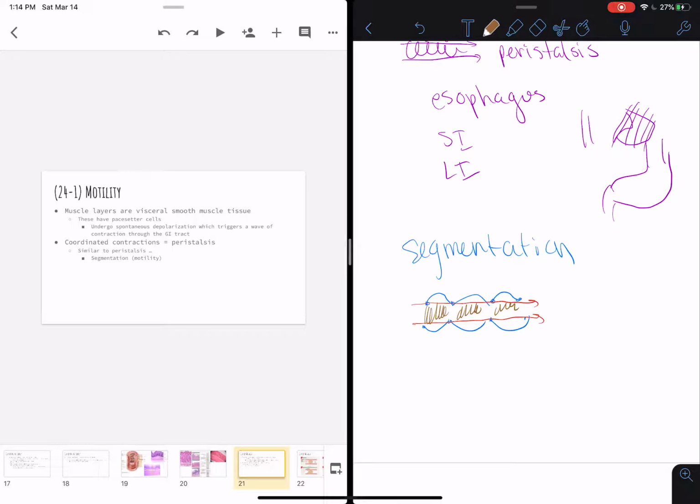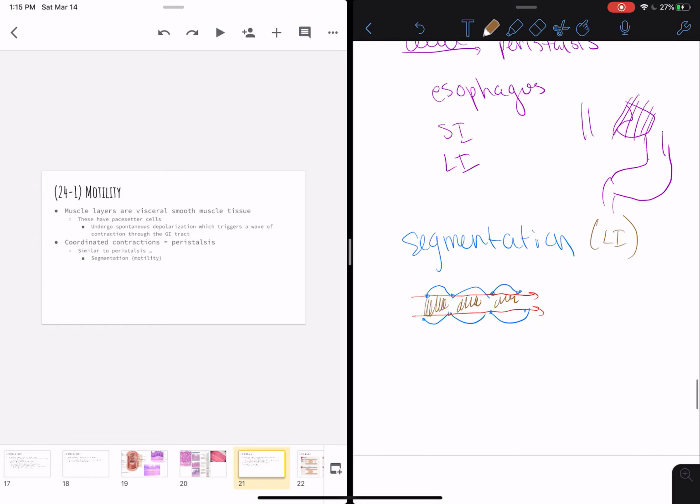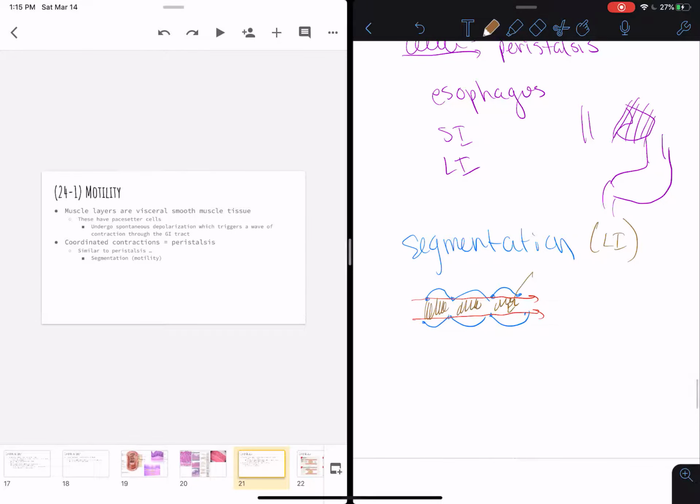This is really important because we need segmentation. This mainly is happening in the large intestine. It happens in other areas too, but it mainly happens in the large intestine. This is really important because then we can have churning and moving of these parts so that we can increase the amount of surface area and increase the amount of contact we have with everything that's in that portion, so that we get the most amount of nutrients and water out that we need.